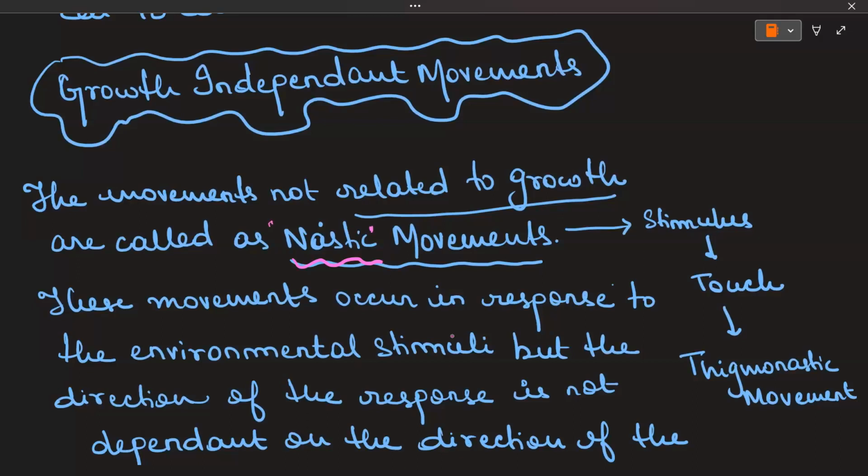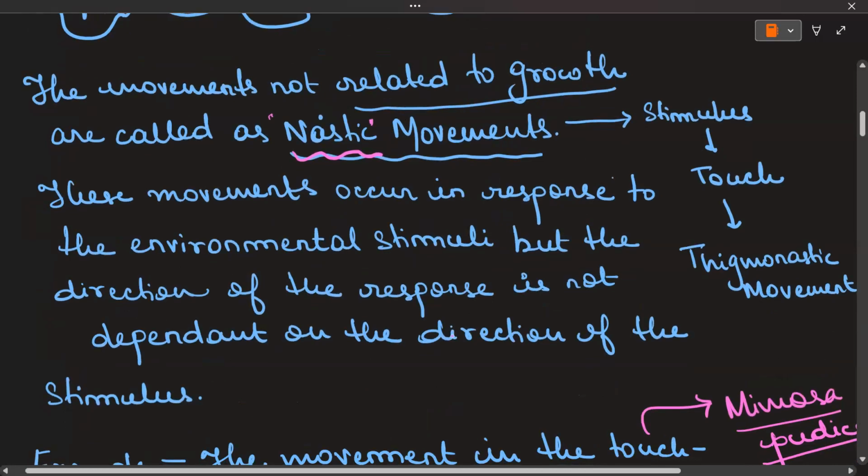Movements are also called the nastic movements. Let us see how it happens. These movements occur in response to environmental stimuli, meaning whenever any stimulus is provided by the environment, the nastic movements occur in the plants. But always remember one thing: the direction of response in the nastic movements is not dependent on the direction of the stimulus.